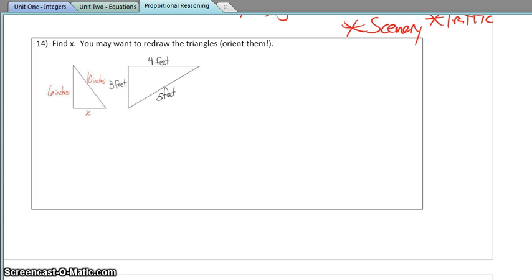Find X. And you might want to redraw. I'm going to take their suggestion, and I'm going to redraw the bottom one. You don't have to redraw the larger one. You can redraw whichever one you want, I guess I'm trying to say.